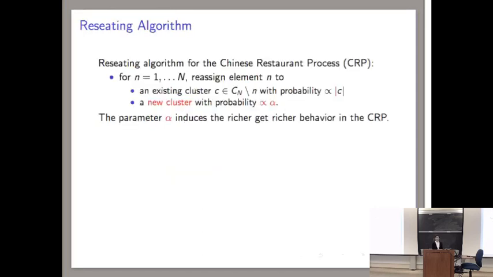So what does this look like, and how does this compare to the Chinese restaurant process? For the CRP reseating algorithm, just to refresh your memory, if I have n different elements and I want to reassign an element n, then if I reassign this element to an existing cluster, or for example a table, the probability is proportional to the cardinality of the cluster size. And if I reassign it to a new cluster, the probability is proportional to the popularity parameter, or the concentration parameter, alpha. And so here's the rich-get-richer process.